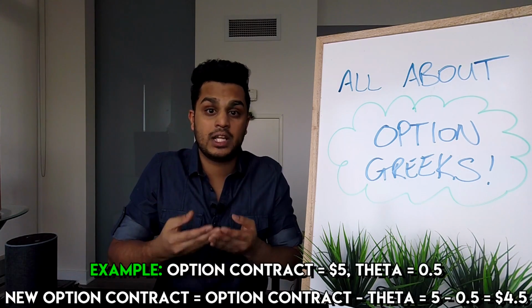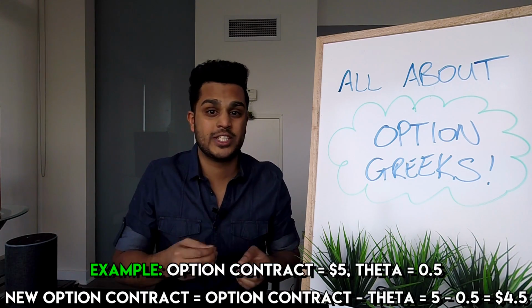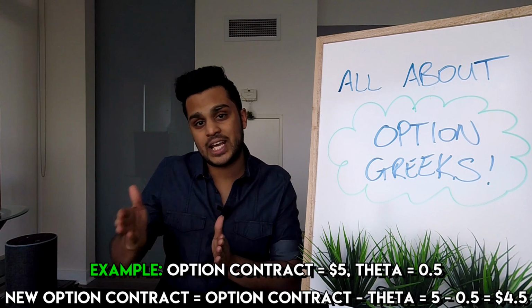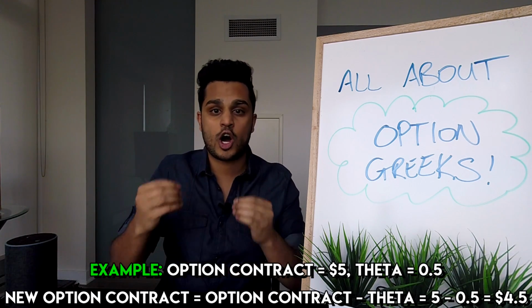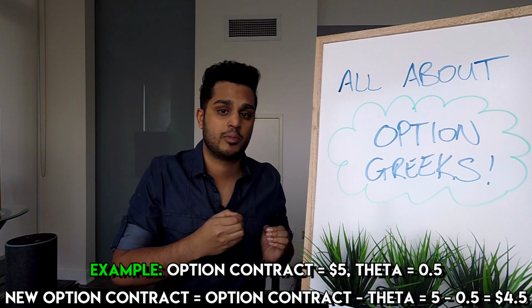So for example, if an option contract has a theta of 0.03, that means that every day that goes by as we approach expiration in that contract, your contract value is lost by 0.03.